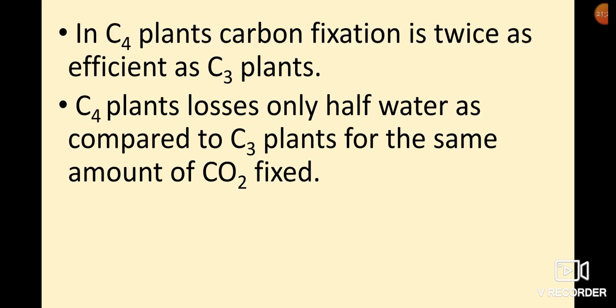In C4 plants, carbon fixation is twice, very important, as compared with C3 plants. It means in C4 plants carbon fixation occurs 2 times, while in C3 plants carbon fixation occurs only 1 time. So more carbons are formed, more carbohydrates are formed in C4 plants, so C4 plants are more efficient in the fixation of carbon as compared to C3 plants.